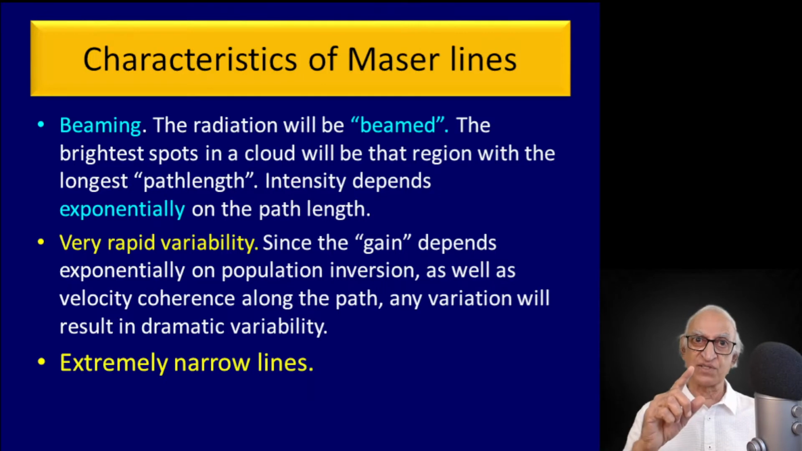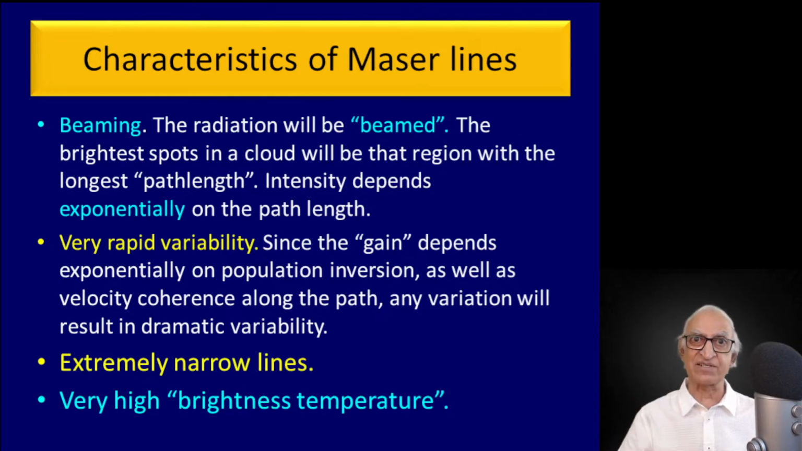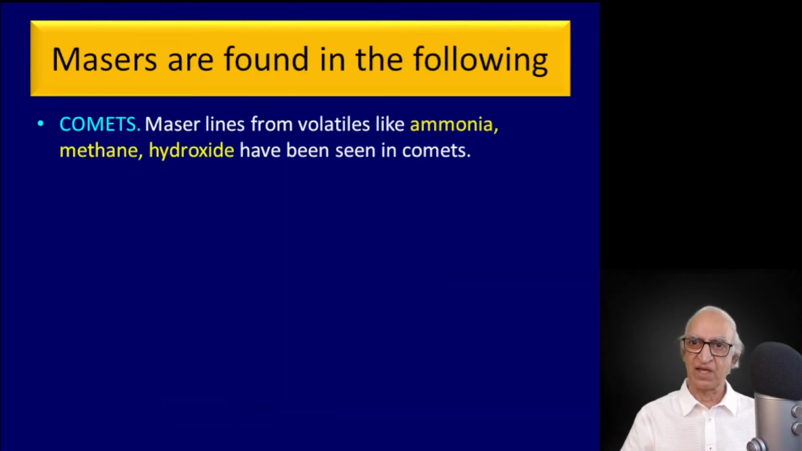And how do you know that it's a maser or laser line? It will have a very sharp frequency profile, and it will have a very high brightness temperature. Go back to lecture 2 and also my lecture on pulsars. If you have coherent radiation, you will have very high brightness temperature because the optical depth is negative.